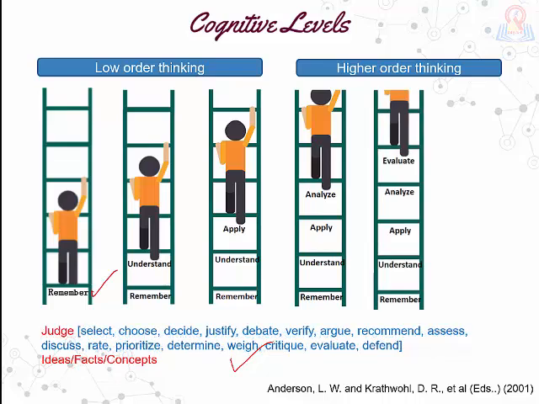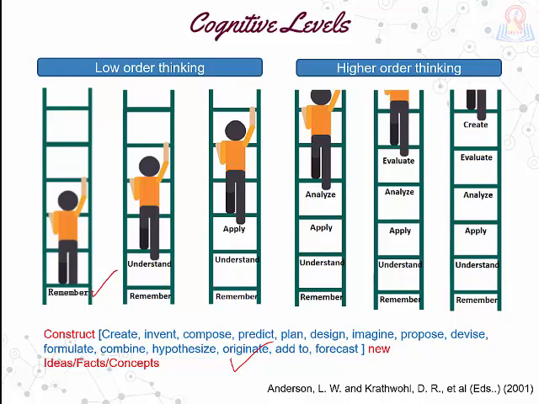The next level is evaluate level. These are some of the suggested verbs for this level. The student will be able to judge the ideas or concepts or facts. The last level, the highest level, is the create level. The students will create new things, construct new ideas, facts, concepts. So these are the 6 levels in the cognitive domain. Of the 6, the first 3 are called low order thinking level. The last 3 are called higher order thinking level.